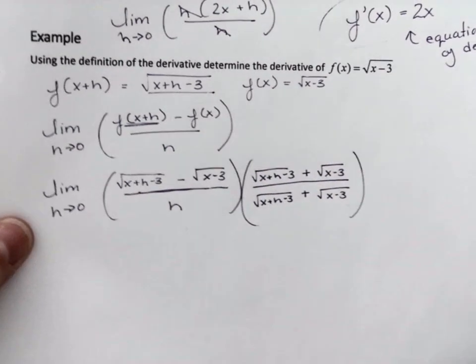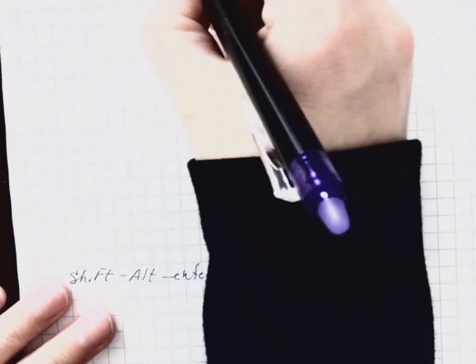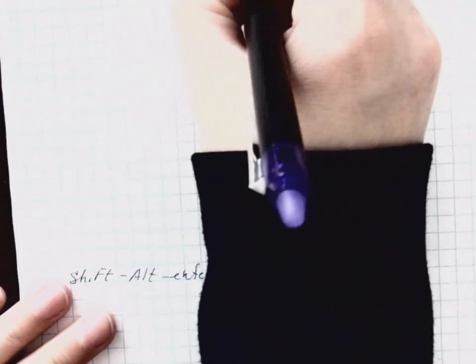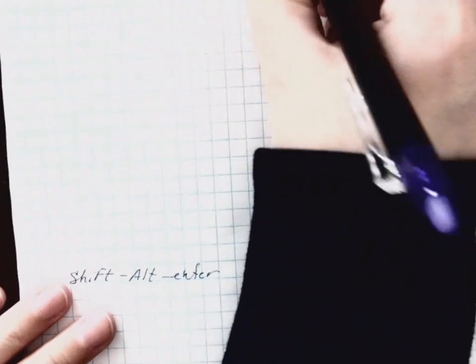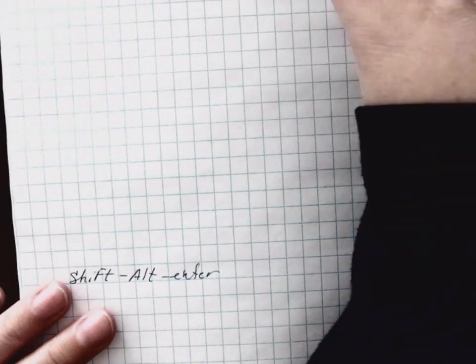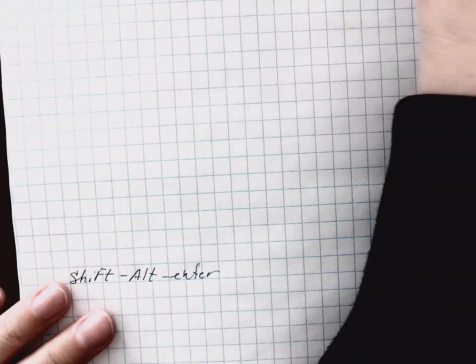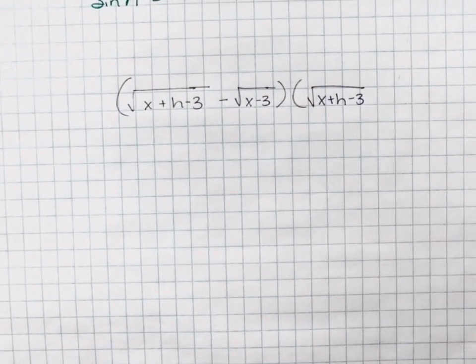Okay, I'm going to do this on a separate piece of paper, and some of you won't need to see this. Most of you probably won't need to see it, but I'm going to show it to you anyway. I'm just going to do those numerators really quick.